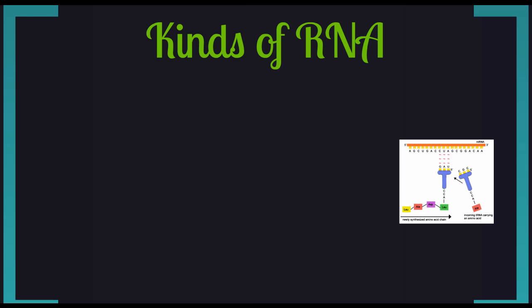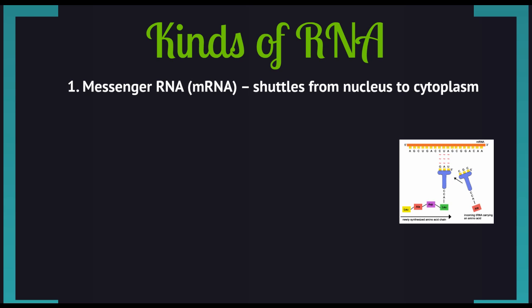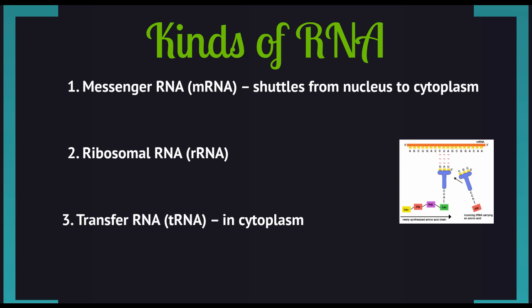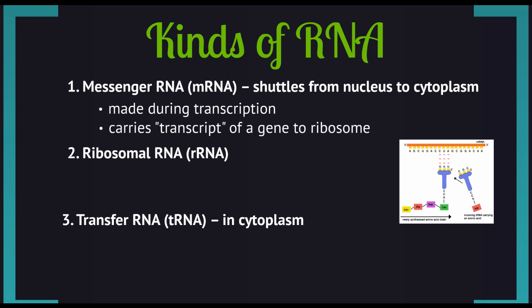I mentioned that there's a couple different kinds of RNA. There is messenger RNA, ribosomal RNA, and transfer RNA. There's actually a number of additional kinds of RNAs, and this is a huge area of research in biology right now to understand the roles of these additional RNAs. But these are the basic ones that we need for gene expression. So messenger RNA, or mRNA, is going to take the message from the nucleus to the cytoplasm. Since the DNA does not leave, messenger RNA is made during transcription, and it carries a transcript of the gene to the ribosome.